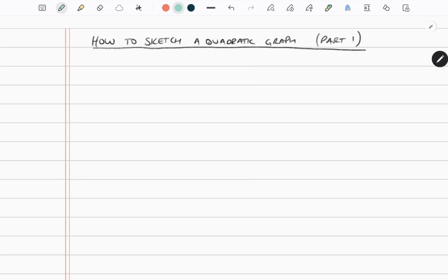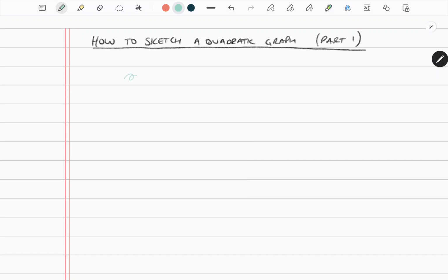This is part one. What we'll do in part one is go through and identify the x-intercepts, the vertex, and the y-intercept. So we'll get some points, and then in the next video, part two, we'll put some graph paper behind and actually plot these out and attempt to draw it.